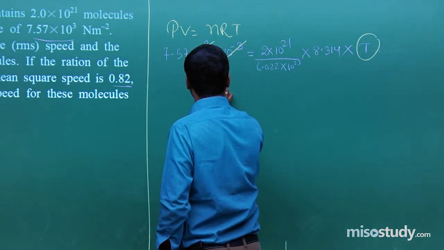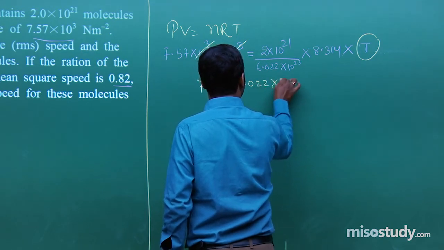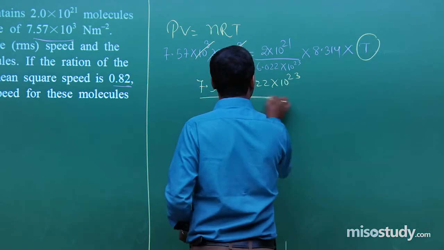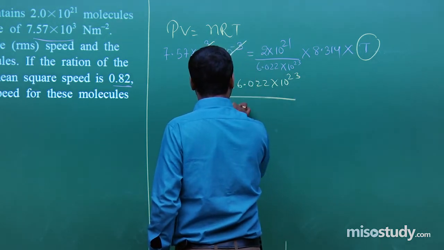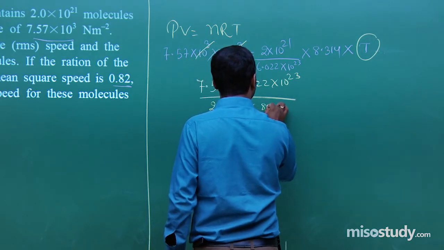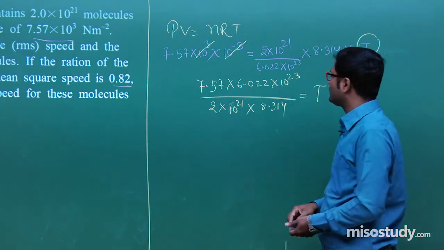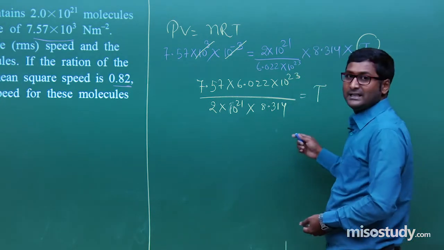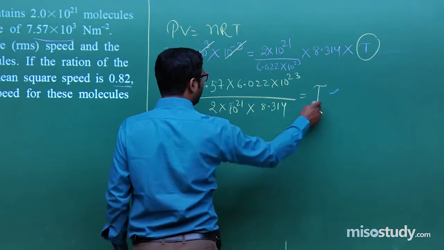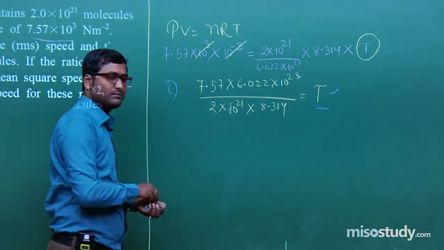So, 7.57 multiply 6.022 into 10 to the power 23. Clear, friend? Divided by 2 into 10 to the power 21 multiply by 8.314 is equal to T. Am I right or wrong? Sir, you are absolutely right. This is the value of T. Now moving here, we have got the value of T. This is the first part. Now you can easily solve such questions.